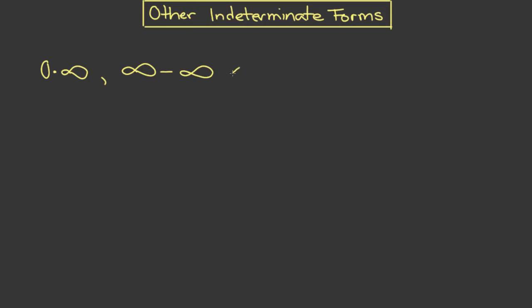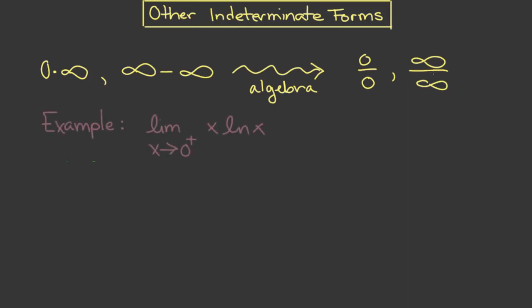The general approach to solving limits of this type of indeterminate form is to convert it through algebraic manipulation into a quotient of the form 0 over 0 or infinity over infinity so that we can apply L'Hopital's rule. Let's look at an example.